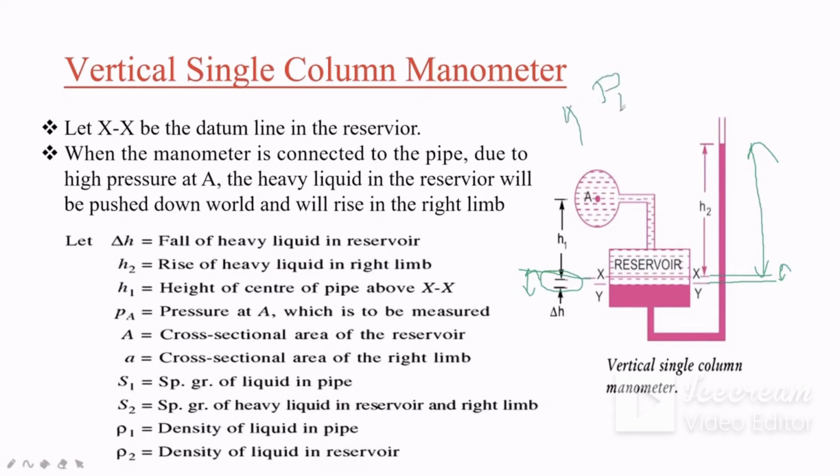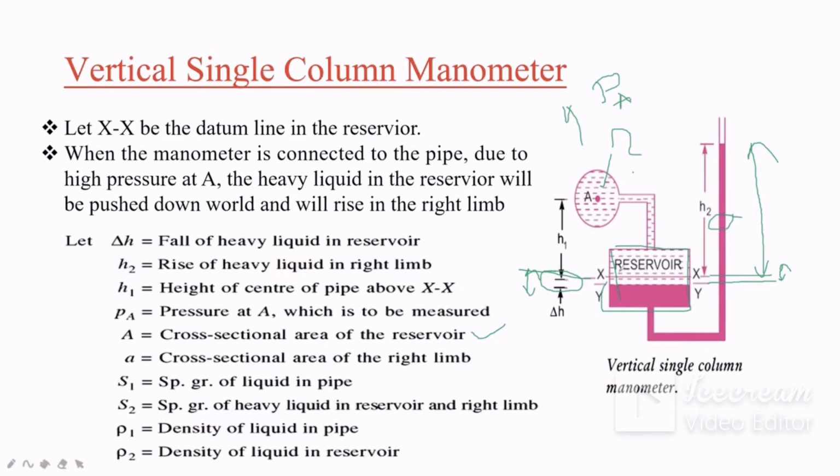Pressure in the liquid in the pipe. This is PA, the pressure at A, which is to be measured. So we have to calculate the pressure of that liquid. Next, A: they have defined A as the cross sectional area of the reservoir. Small a is the cross sectional area of the right limb.